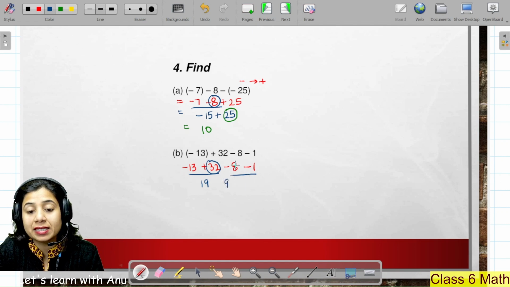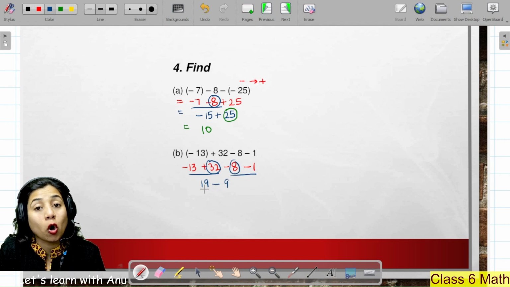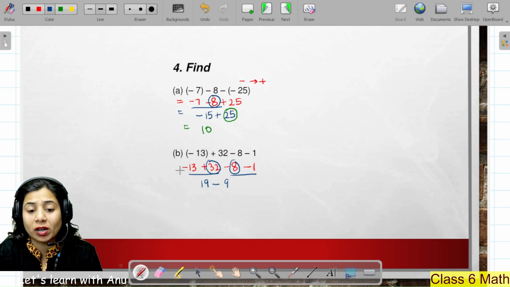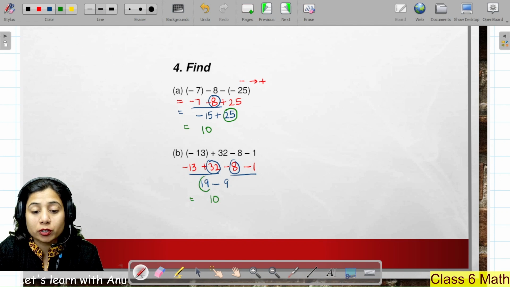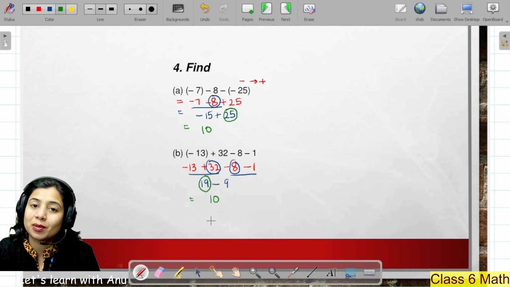8 plus 1 is 9. Sign is going to come of bigger number, that is 8. So now we have opposite sign, 19 minus 9. One is positive, other is negative. So subtraction is going to happen. So 19 minus 9 is 10. Sign is going to come of bigger number. So the answer is plus 10.